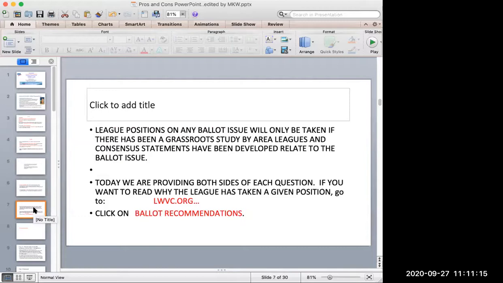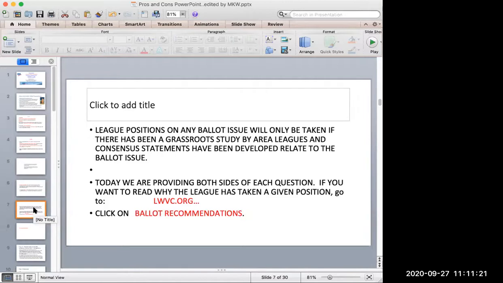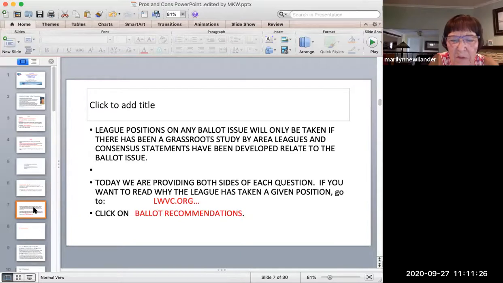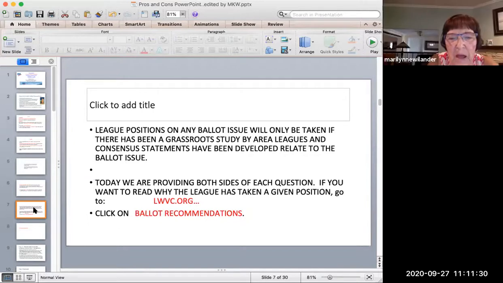Also, the League's position on any ballot issue will only be taken if there has been a grassroots study by area leagues, and then consensus statements of all the local leagues have been developed, and if it relates to the ballot issue. So the fact that we don't take a position doesn't mean that we've decided it's not worth it. It's simply that we don't do things by board of directors decision.